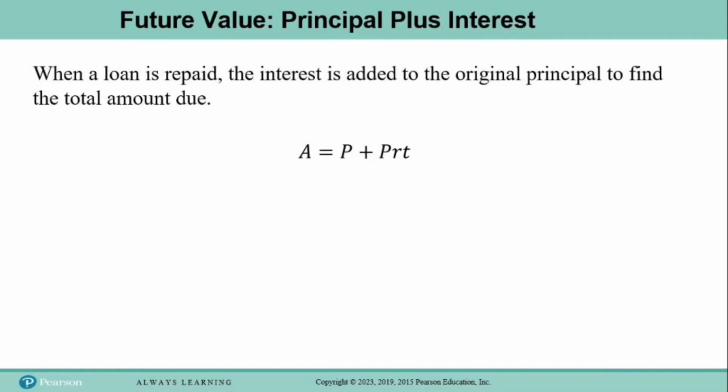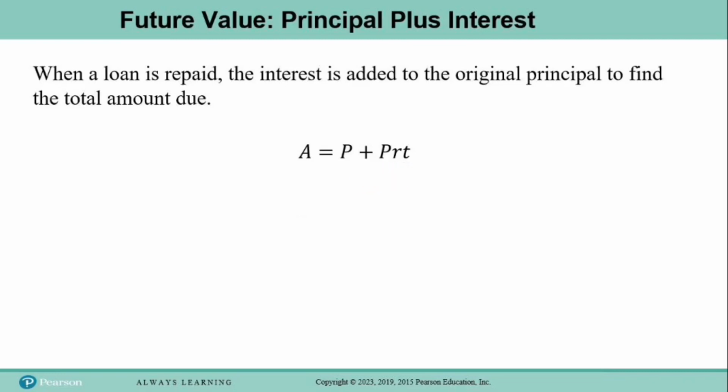Okay, let's go ahead and talk about future value. Now, the future value of a loan is just the original principal plus any interest that is due. So it says when a loan is repaid, the interest is added to the original principal to find the total amount due. So we could look at it this way. The total amount, A for amount, is the original principal plus the interest, and we know that the formula for interest is principal times rate times time.